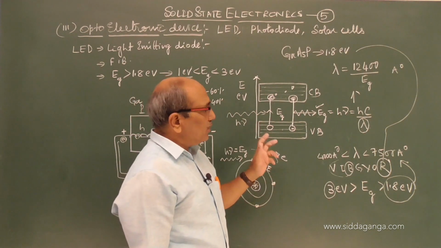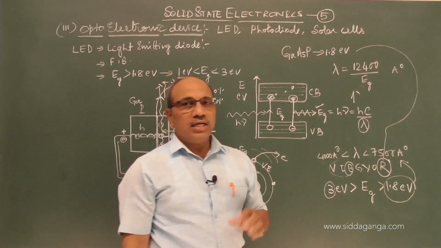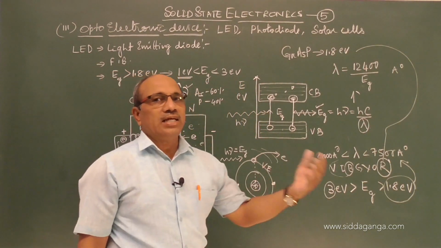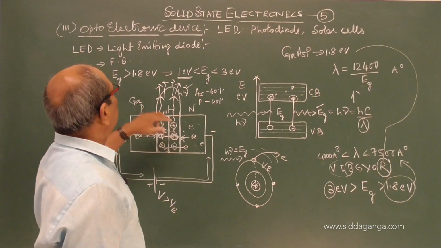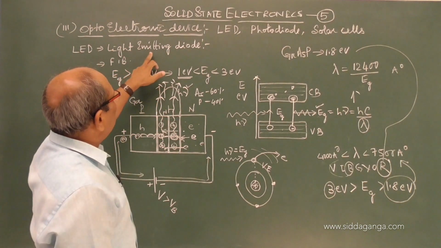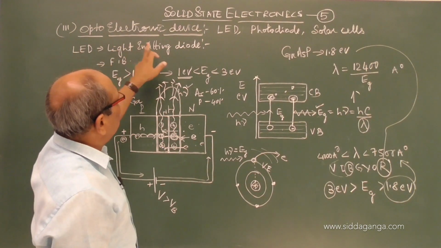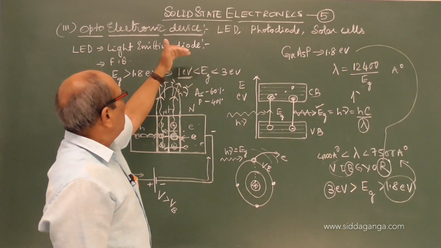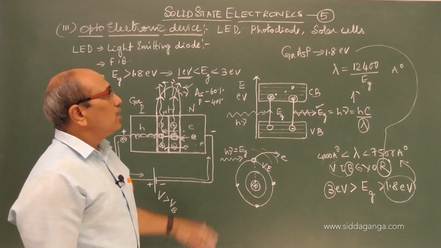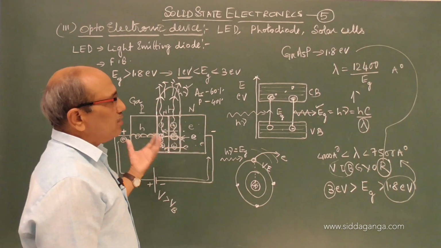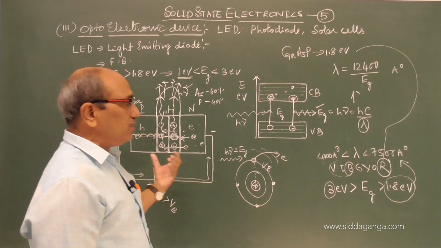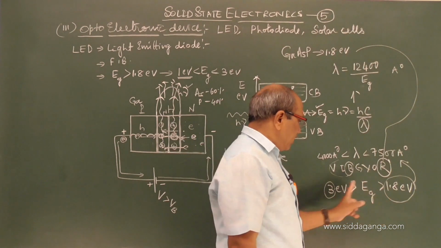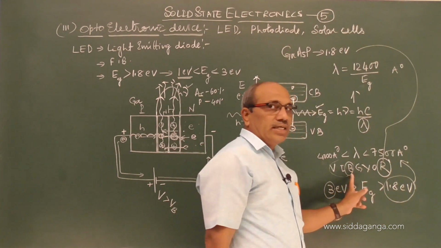LED means don't think only light has to be emitted. It is converting electrical energy into radiant energy. The device which converts electrical energy into light energy, or radiant energy, is called a light emitting diode. To design this, we want particular semiconducting materials and impurities such that the band gap energy must be in the range of 1.8 to 3 eV to get the visible light LED.